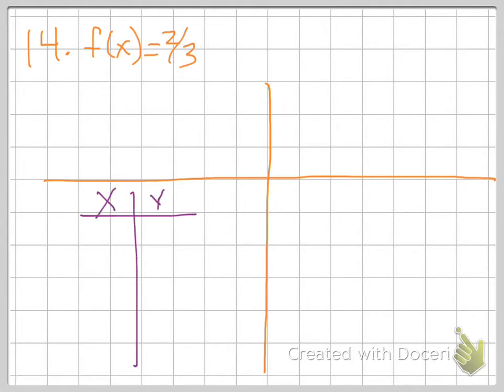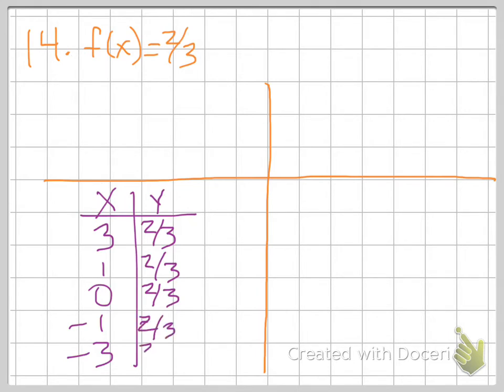If I have an x and y t-chart, and I have, let's say, 3, 1, 0, negative 1, negative 3. If x is 3, my y is still going to be 2/3. If x is 1, y is going to be 2/3. If x is 0, or negative 1, or negative 3, regardless of what my x is, because there's no x out here, it's just a constant. That means that whatever my x is, my y is going to be 2/3.